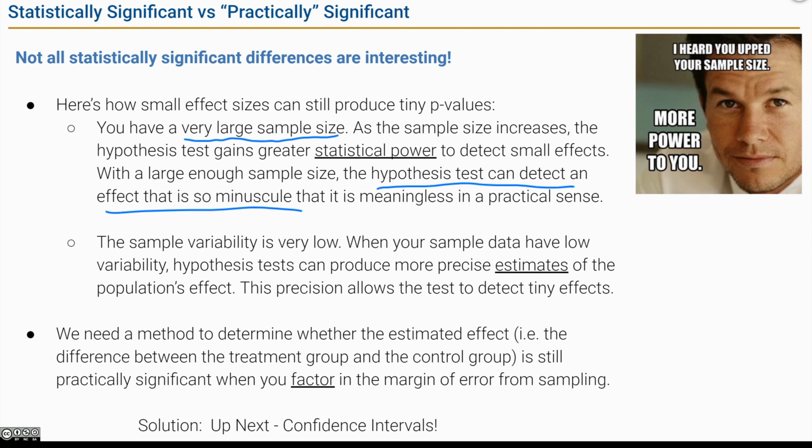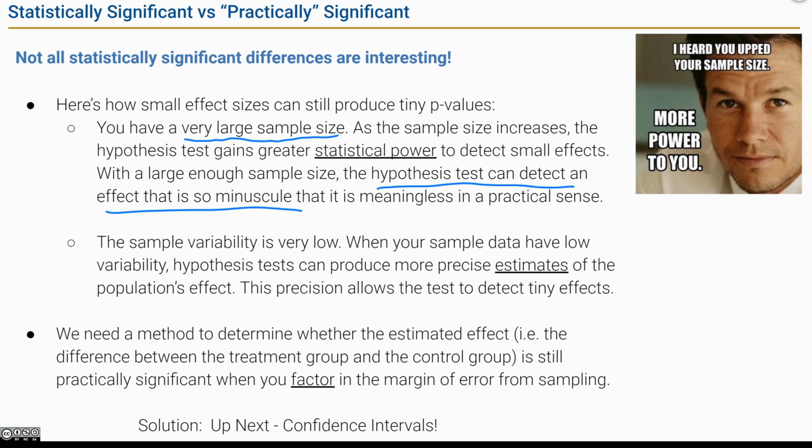And the other way that small effect sizes can still produce what seems to be statistically significant is if you have very low sample variability. When that's the case, your hypothesis test can produce more precise estimates of the population's effect, and then this will allow the test to detect tiny effects. So that may sound great. It depends what you're trying to detect, right?